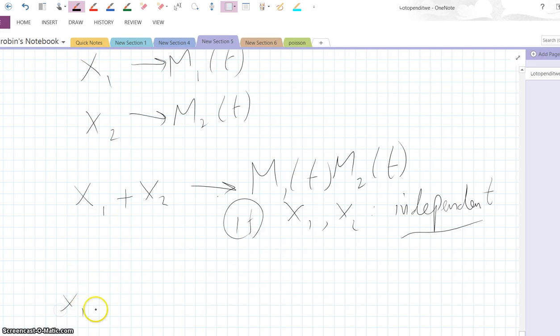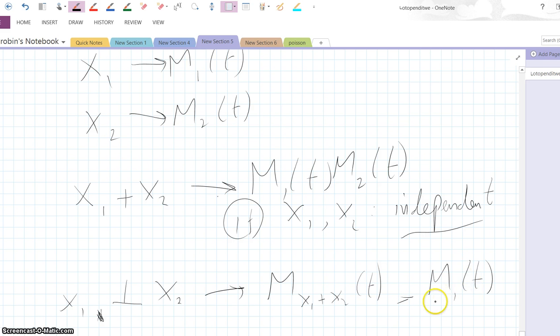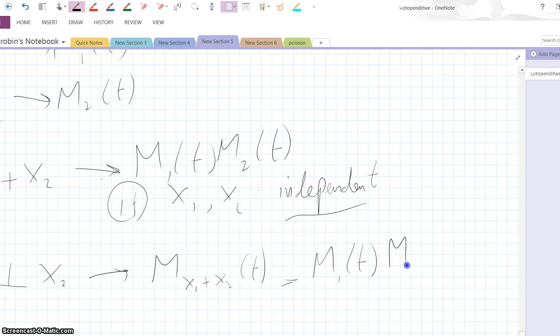If x1, you sometimes write that symbol there for independent, and x2 are independent, you don't put the comma in, then that implies that the moment generating function of x1 plus x2 as a function of t equals the product of the moment generating functions m1 of t, m2 of t. Observe carefully that the implication doesn't go the other way around.